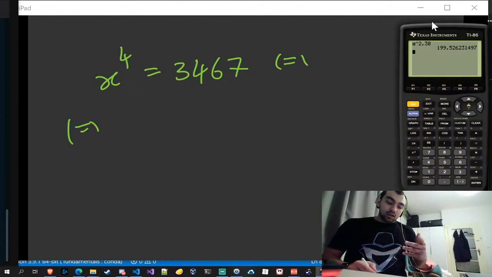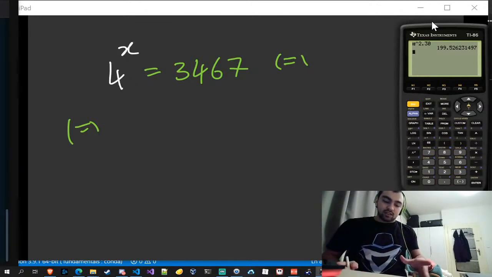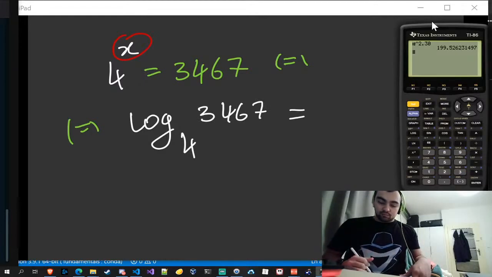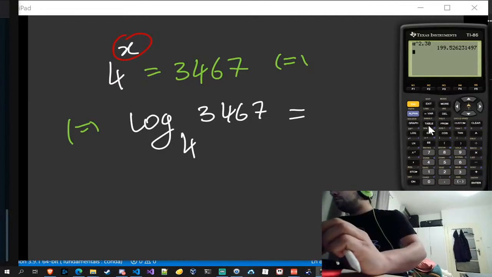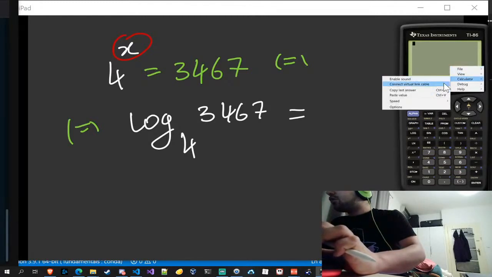Well, what we could use log for is the opposite of this. If you had, for example, 4 raised to the power of x equals this, and we tried to find what x is, here we could say log base 4, because 4 raised to something equals 3, 4, 6, 7. What is that number? Then you can use log base 4 of this, and your calculator should have a way to switch bases in your log. I cannot find it here. It must have.